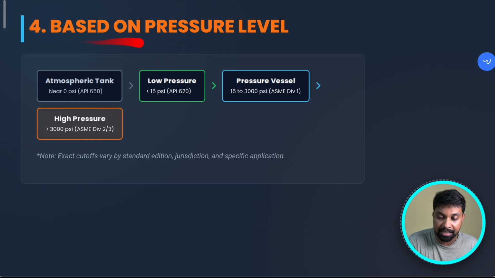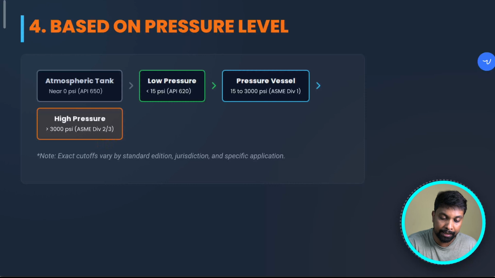And based on the pressure level, actually, this is one of the important places compared to the previous ones. Why is it most important? Here you can see the code differs. For the atmospheric tank, it is API 650, and for low pressure it is API 620. For pressure vessels, we commonly use ASME Section 8 Division 1, and for high pressure we are going to use ASME Section 8 Division 2 and 3.